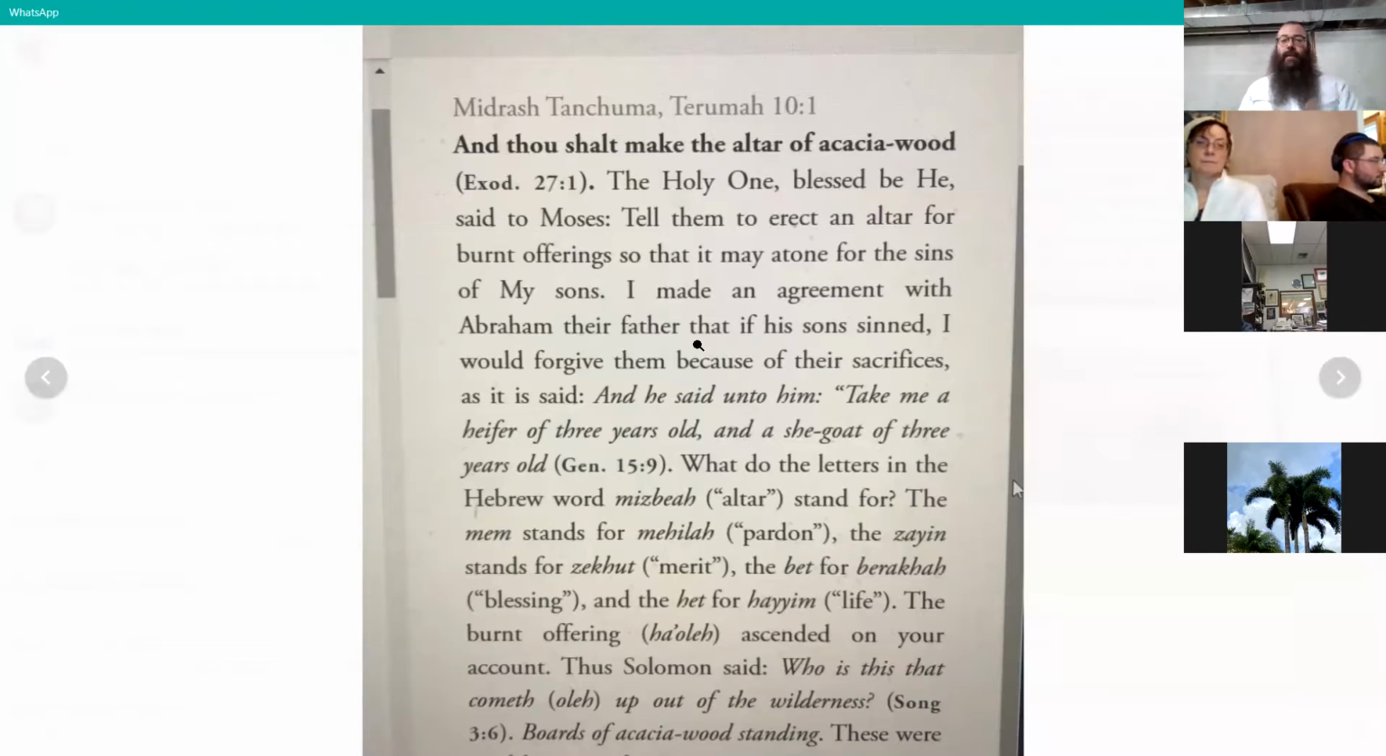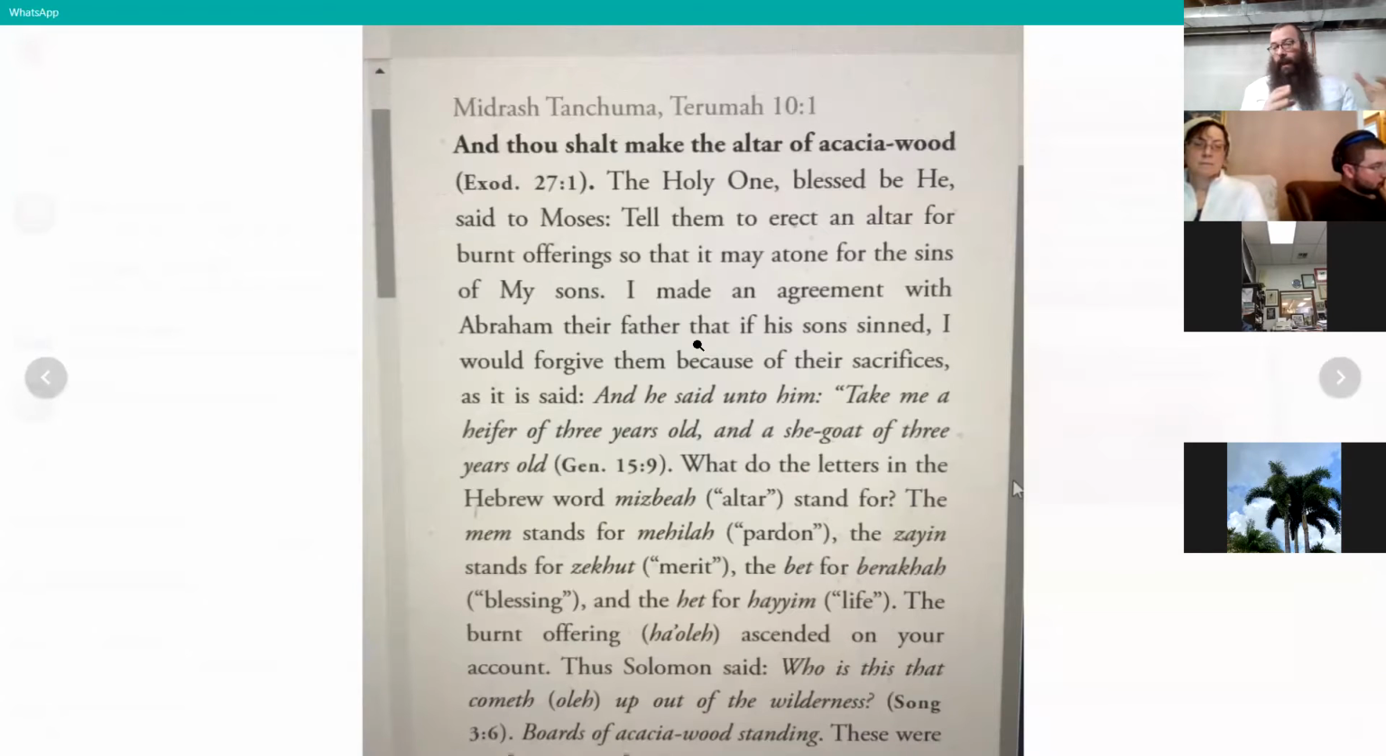Hashem told Avram that your sons, I have a plan of how to deal with it. If your sons sin, I'm going to have them bring sacrifices, and that's going to be a makeup method after they sin in order for them to make up with me.